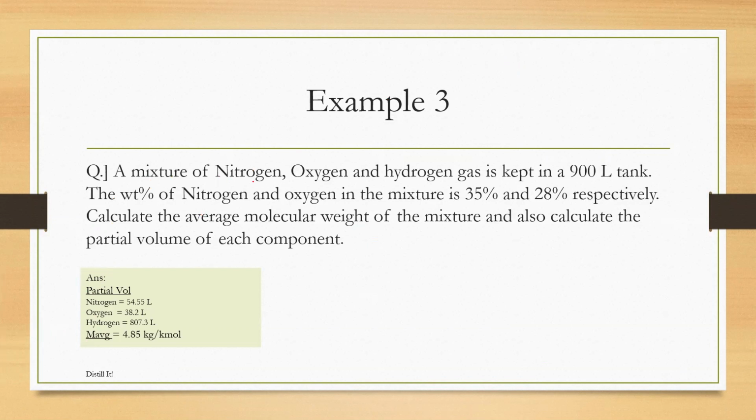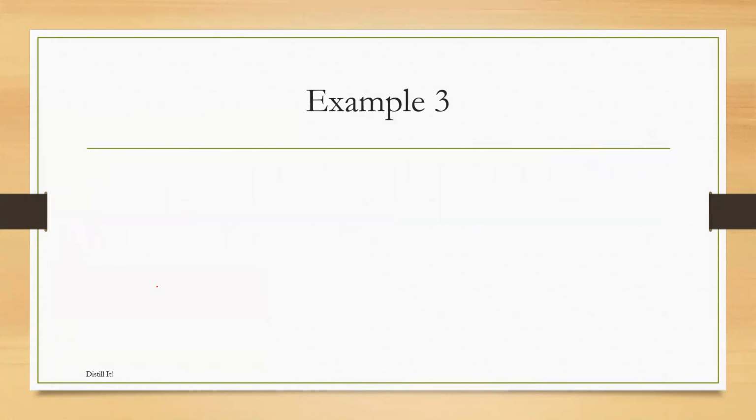So let's see. We have a mixture of nitrogen, oxygen, and hydrogen gas kept in a 900-liter tank. This is the total volume. The weight percent of nitrogen and oxygen are 35% and 28% respectively. Remember, weight percent. Calculate the average molecular weight of the mixture and also calculate the partial volume of each component. Now, let's see how to do this problem. So we have our components.